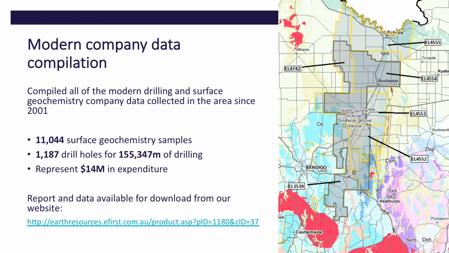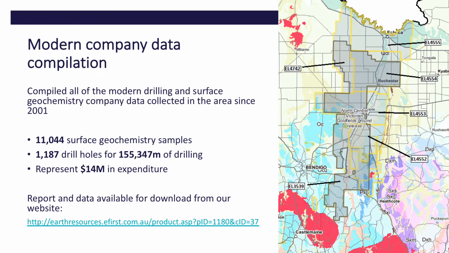The data was sourced from 12 annual technical reports from 6 exploration licences. And these licences were the most recent to be explored in the ground release area, and they include EL3539, which was held by the Fosterville Gold Mine, and EL4552 to 4555, and EL4742. These tenements were previously held by Goldfields and various joint venture partners, and they contain the Lockington area prospects.